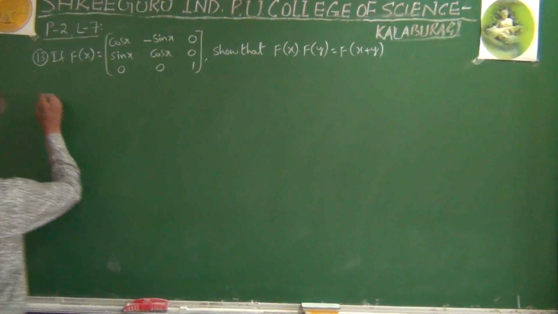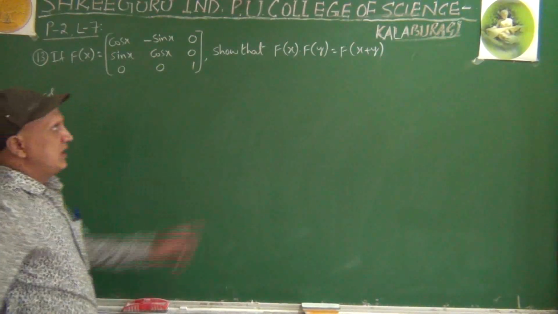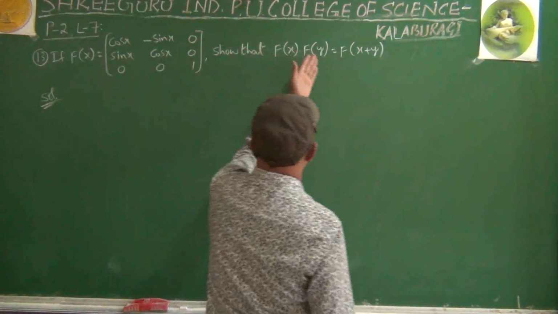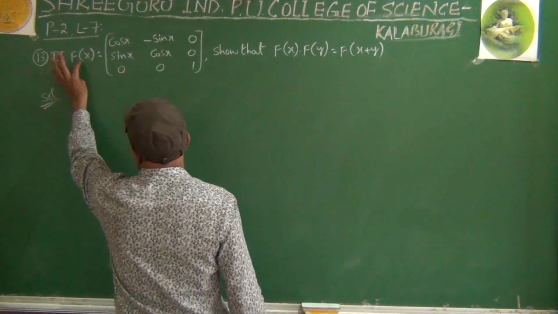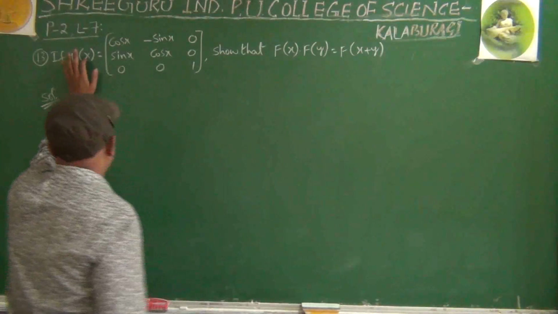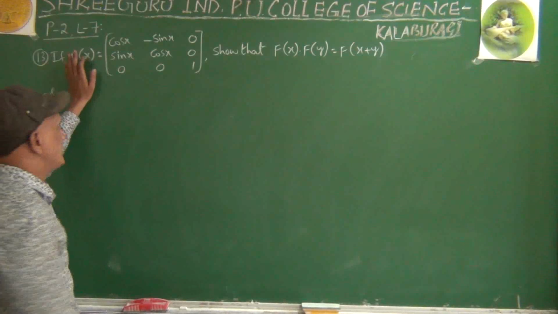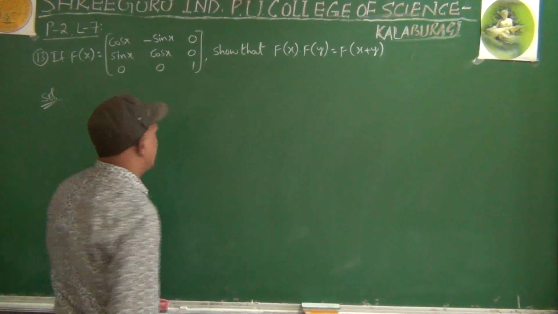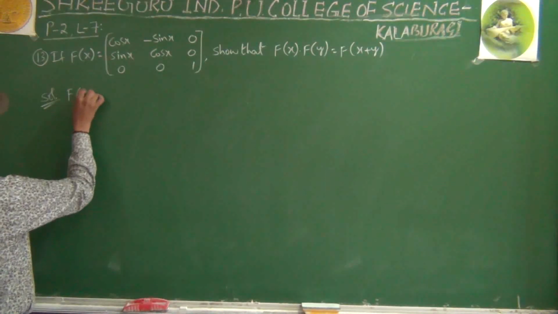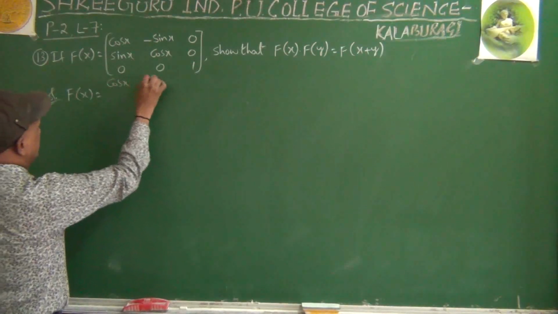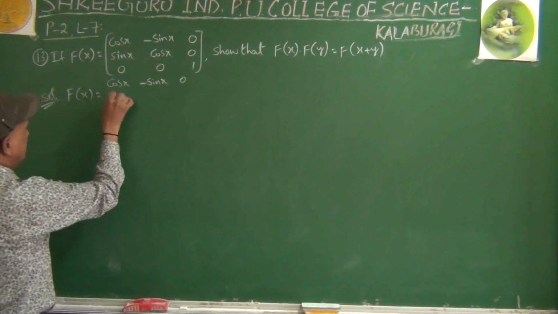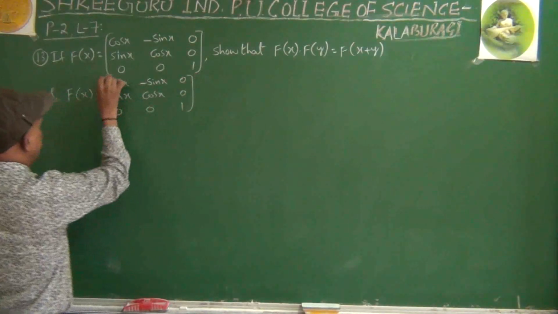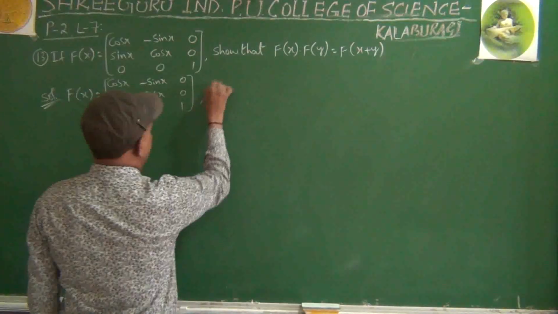Okay. f of x is given. f of y: wherever x is there, in that place put y. That is f of y. f of x equals cos x, minus sin x, 0, sin x, cos x, 0, 0, 0, 1. This is f of x. f of y.